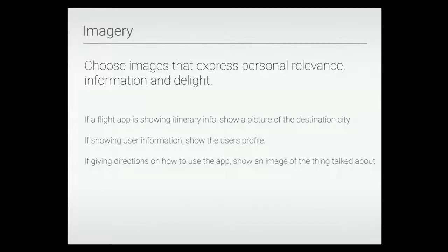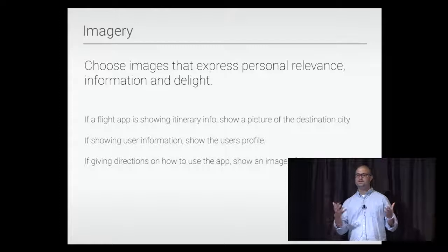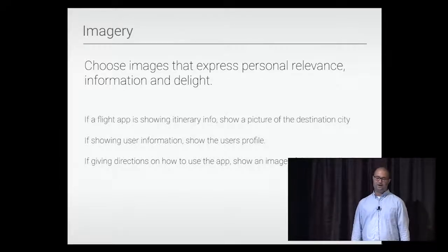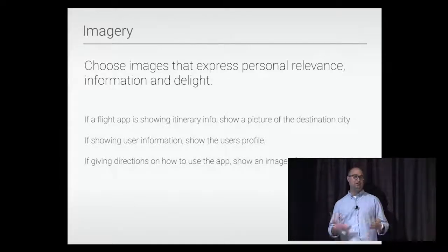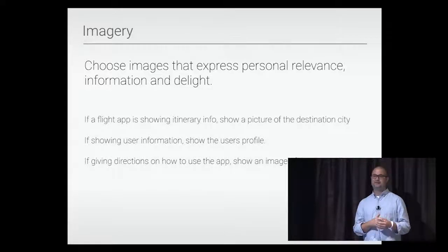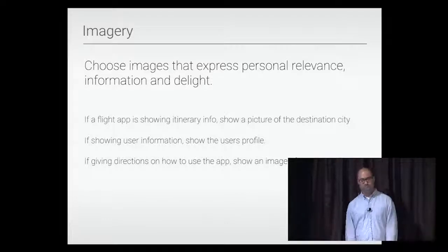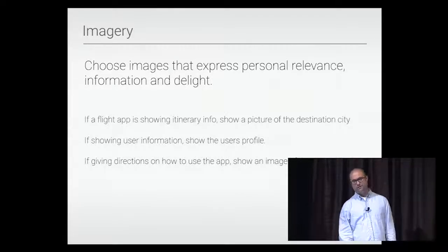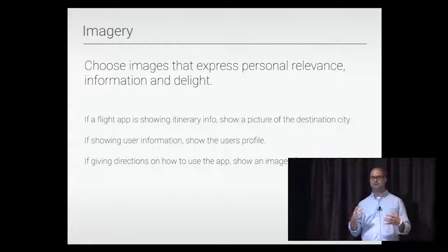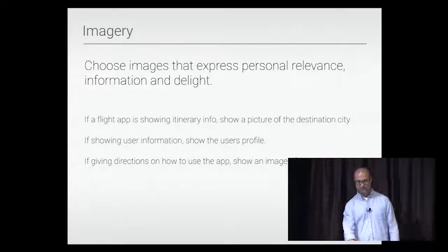And you want to choose ones that are contextual to your experience. If you have a travel app, you want to show pictures of your actual destination city if you're showing a plane ride or whatnot. If you're showing user information, try to show a picture of that actual user instead of just a random person. That seems contrived, but you can always think contextually, what kind of images can I show here? What can I not?